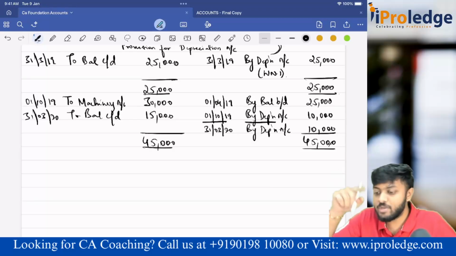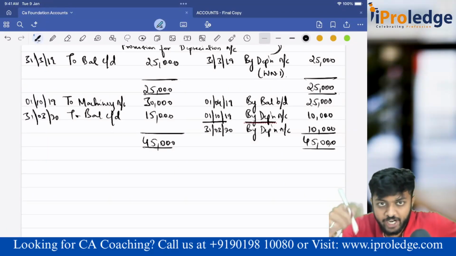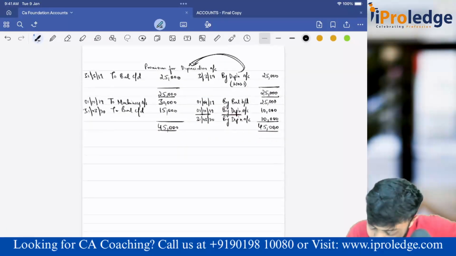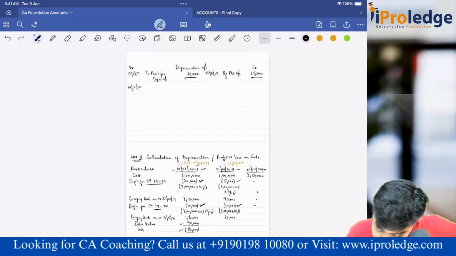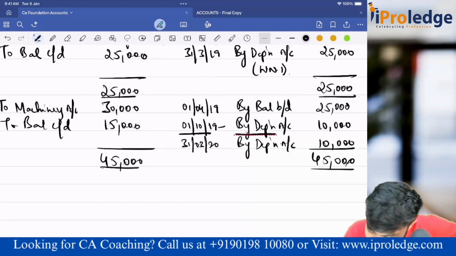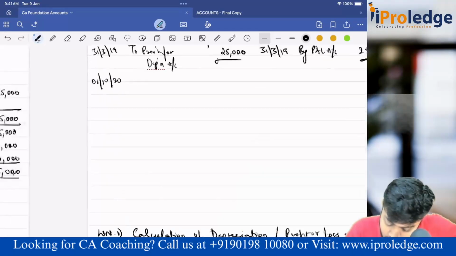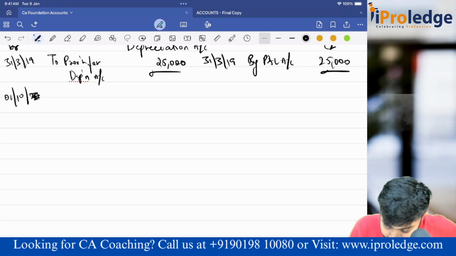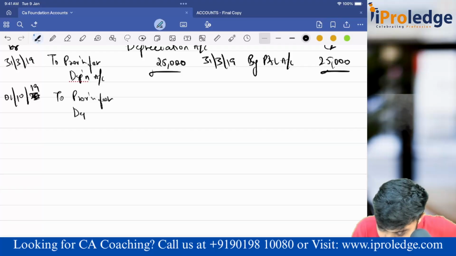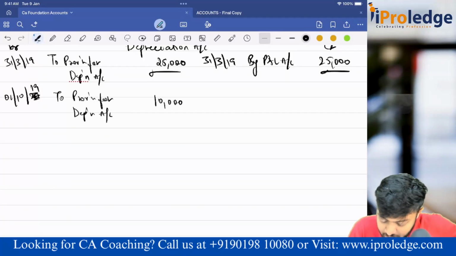That means you have passed depreciation to provision for depreciation. So in that entry, depreciation account is debited, posted. On 1/10/19, to provision for depreciation account, 10,000.